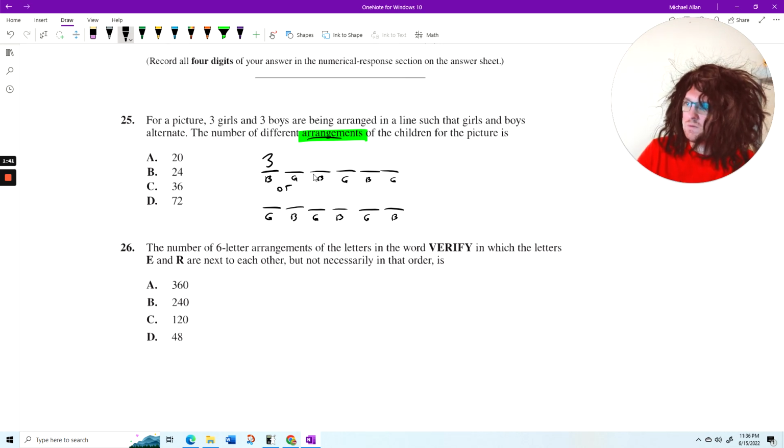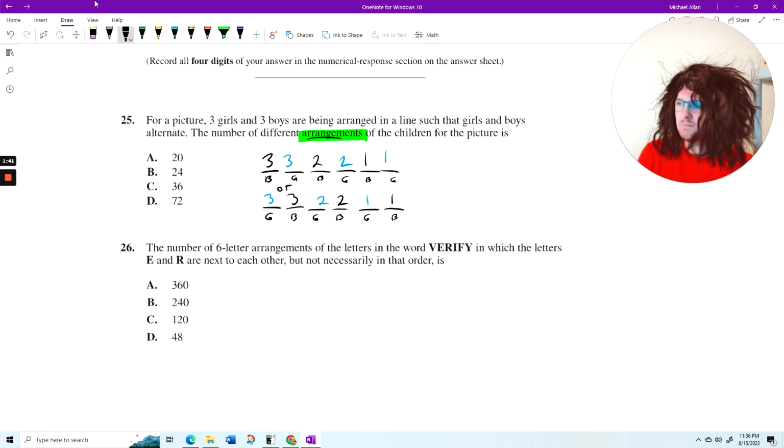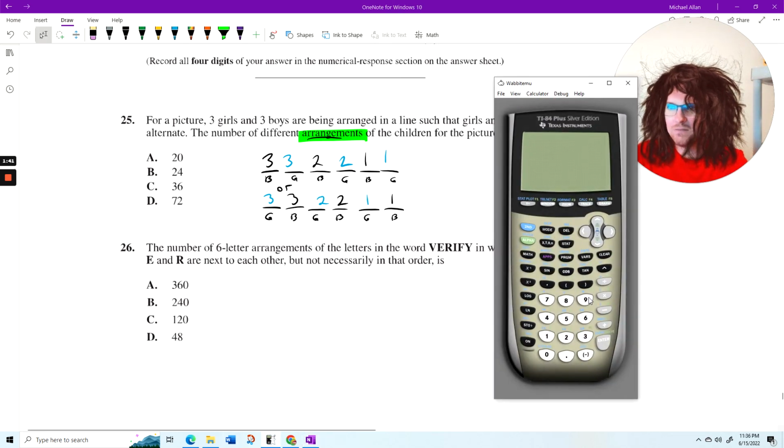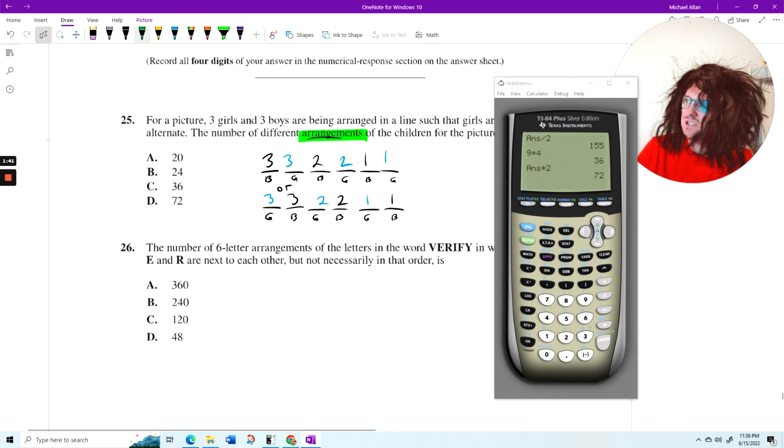So for the boys, we have 3, 2, 1, 3, 2, 1. And for the girls, we have 3, 2, 1, 3, 2, 1. Okay. So if I do the one calculation on the top, I'm going to get 9 times 4. I'm lazy. So let's do that. 9 times 4. So I get 36. And then I'm thinking, okay, I need two of them. So I'll times by two. So it's actually 72 for this one.